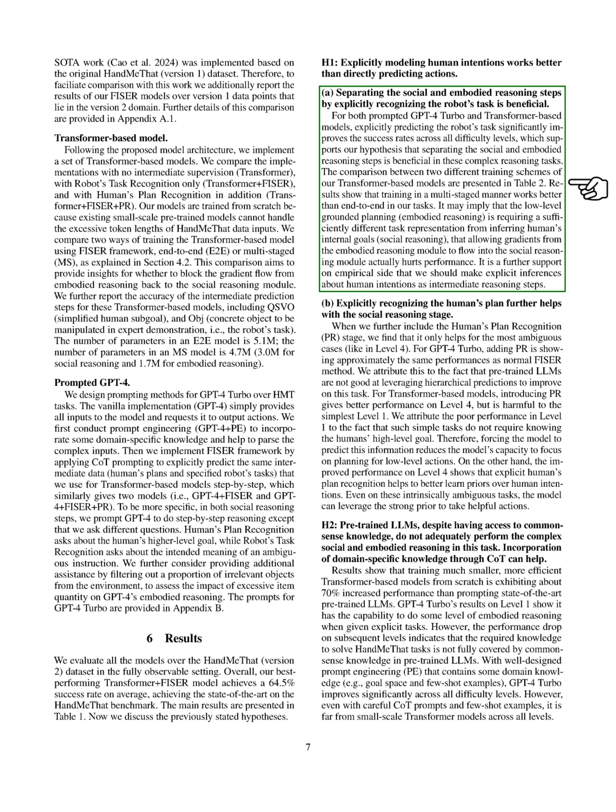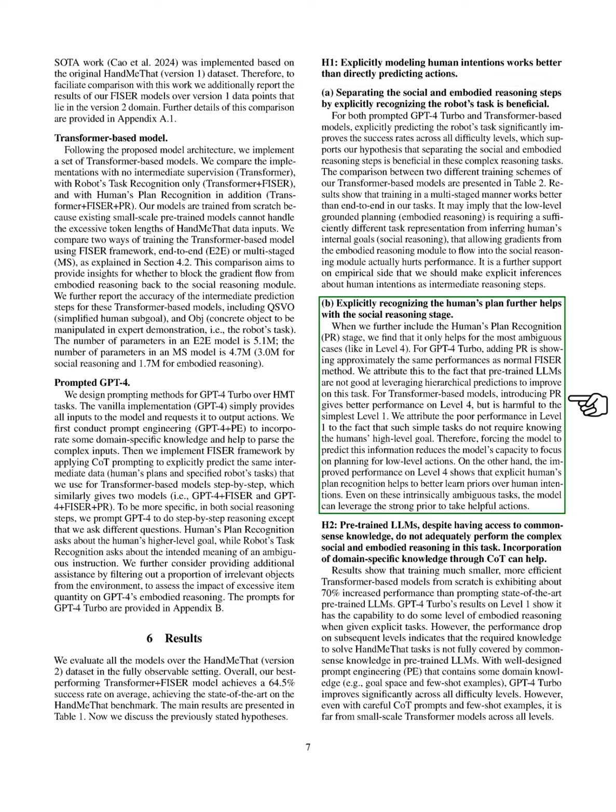Second, we see that recognizing the human's plan aids the social reasoning stage. Including the human's plan recognition stage helps mainly in the most ambiguous cases. For GPT-4 Turbo, adding plan recognition yields similar performance to the standard FISER method. We believe this is because pre-trained language models struggle to use hierarchical predictions effectively. For transformer-based models, adding plan recognition improves performance on the most complex tasks but hinders performance on simpler tasks.